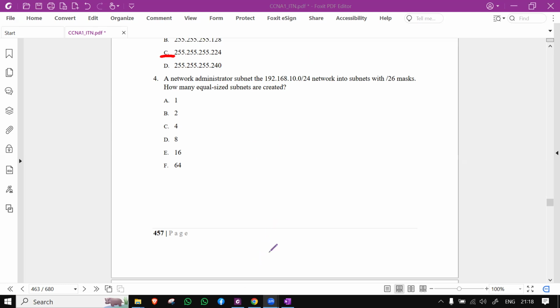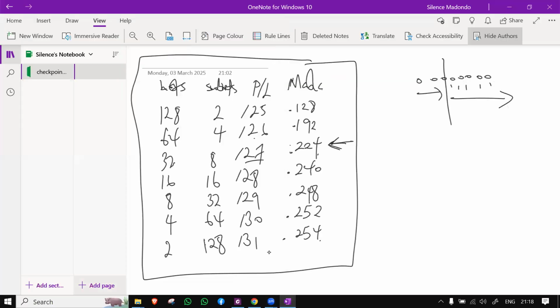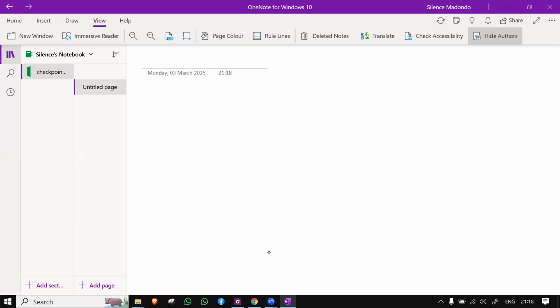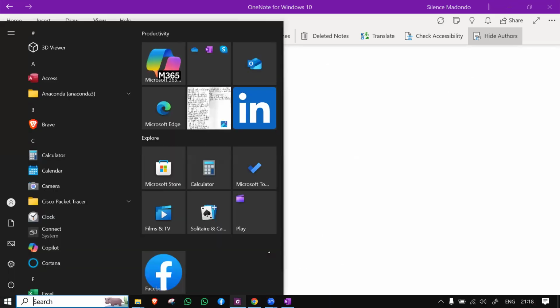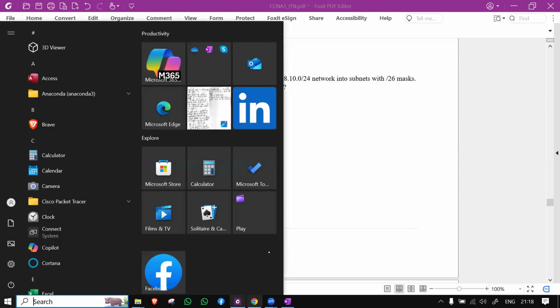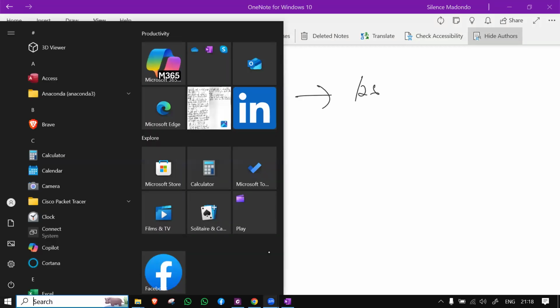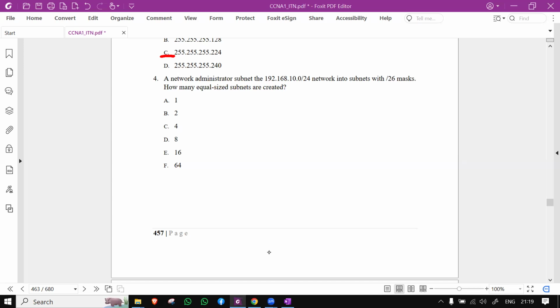Right, we have a network. Let me see. Let's have another page. So we have a network. What does it say? It says 192.168.10.0. 192.168.10.0/24 subnetted to /26. Okay, the admin subnets the network into subnets with /26. How many equal size subnets are created?